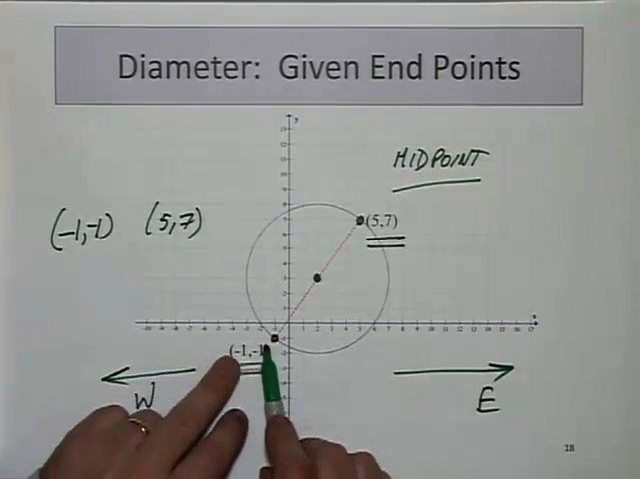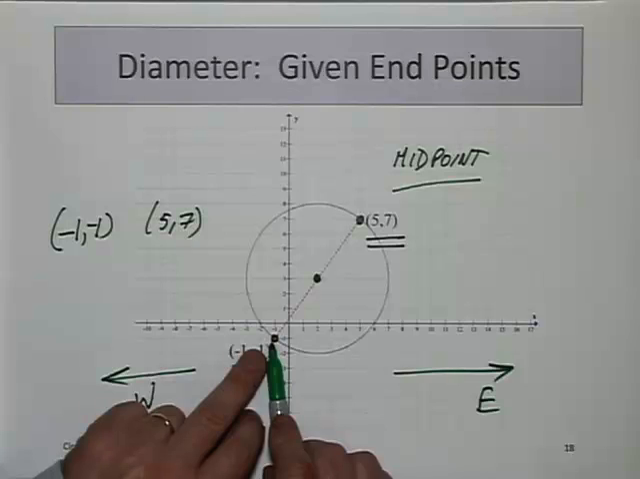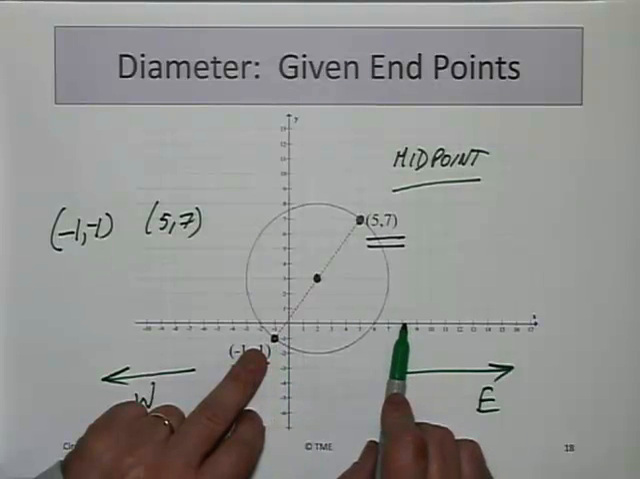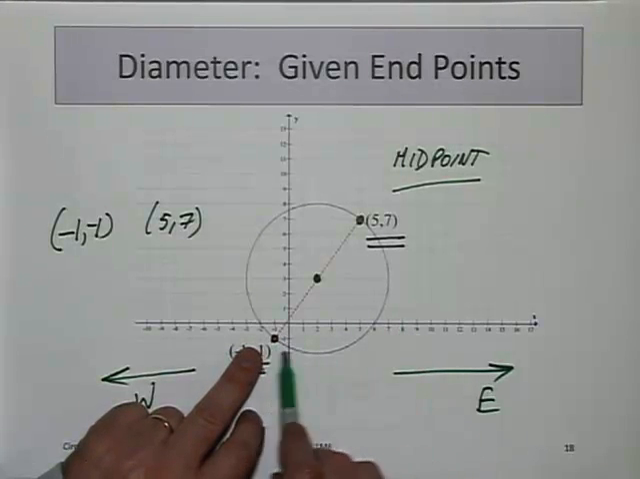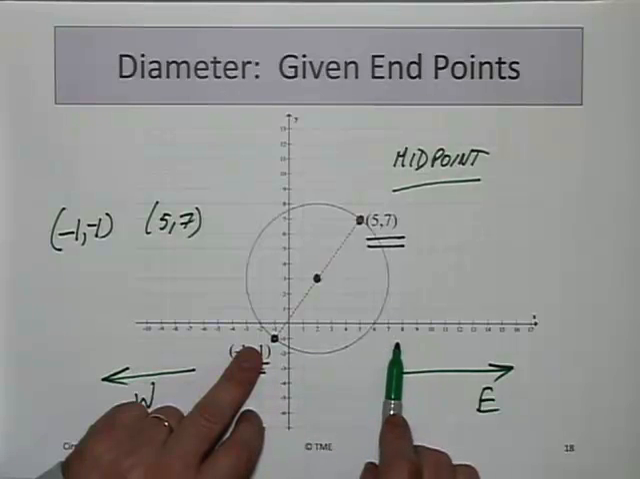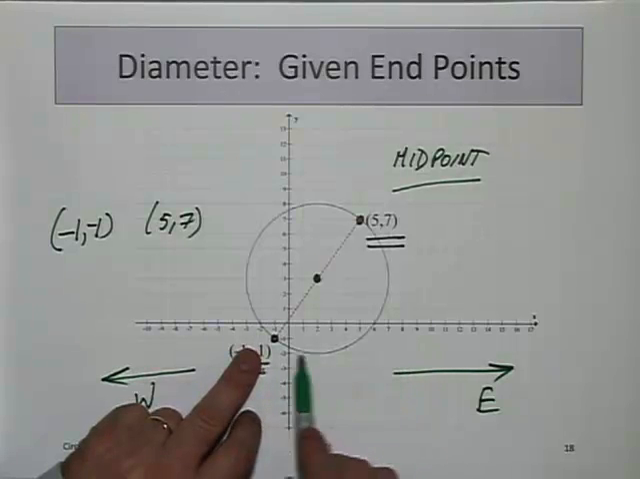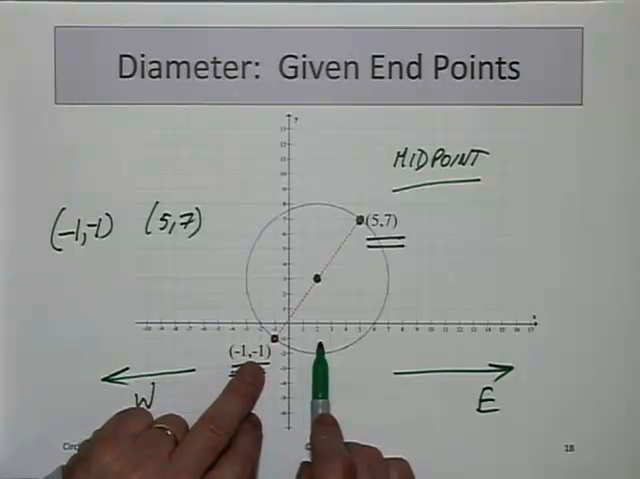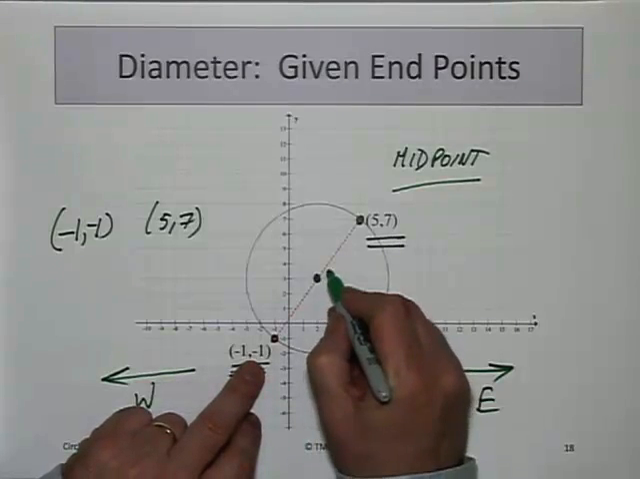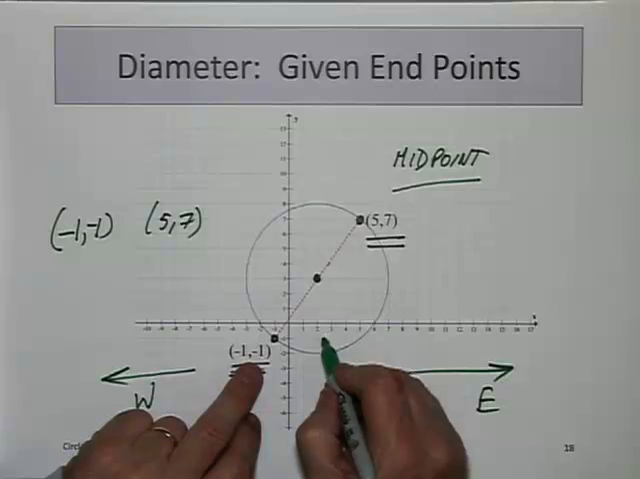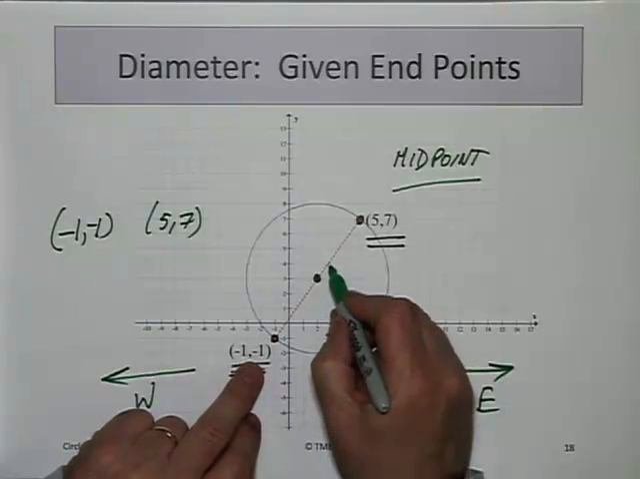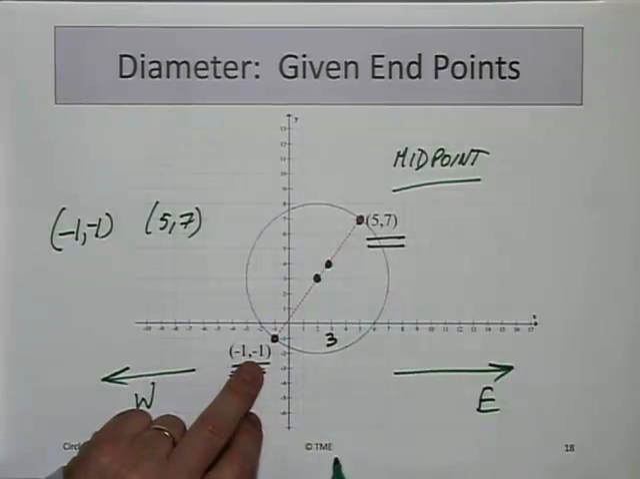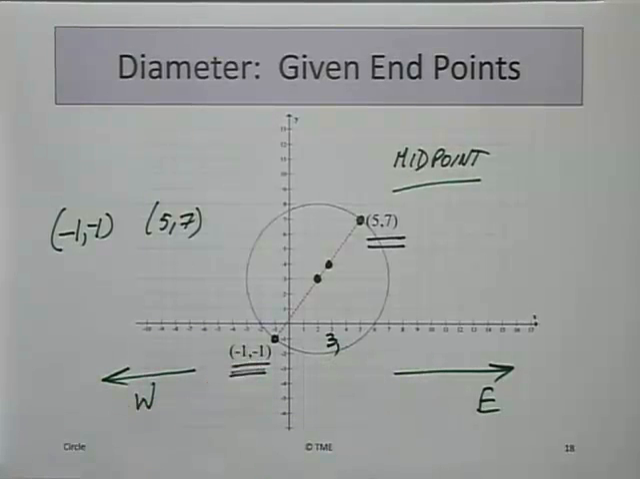We start off at minus 1, or we start off at 1 west, and we go to 7 east. That's 1 plus 7, 8 steps. What's half of 8? 4. And what's 4 steps east of minus 1? 3. So it looks like it's 3.